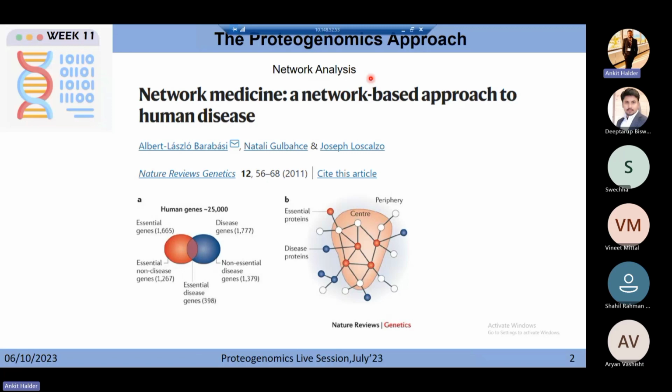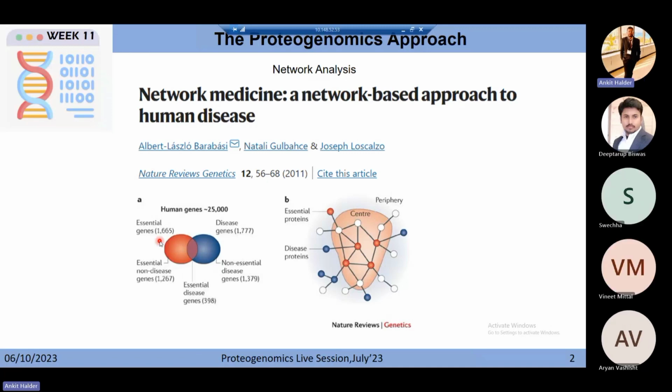This concept came that the genes associated with a particular disease, there will be some proteins or some genes that are directly linked to a disease condition, and if that set gets perturbed or differentially regulated, it will have a huge impact on the human body.